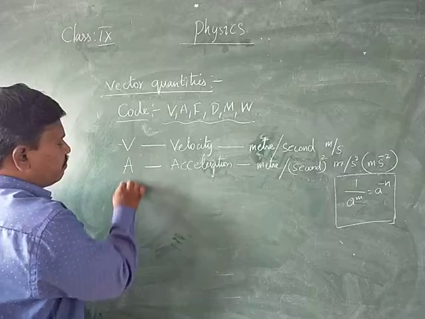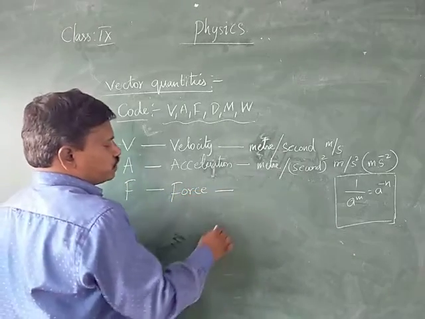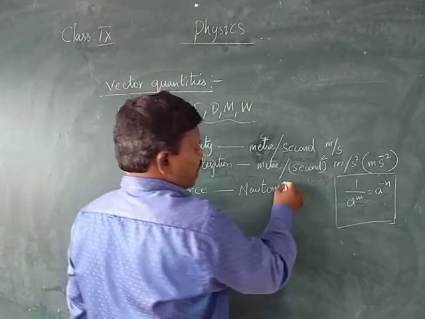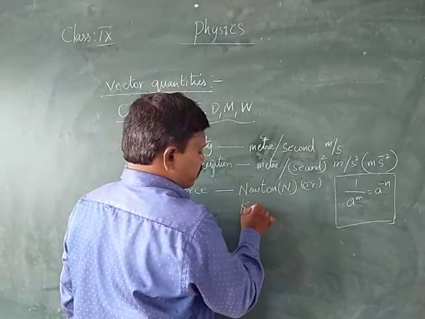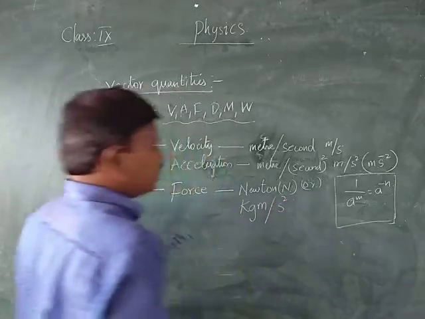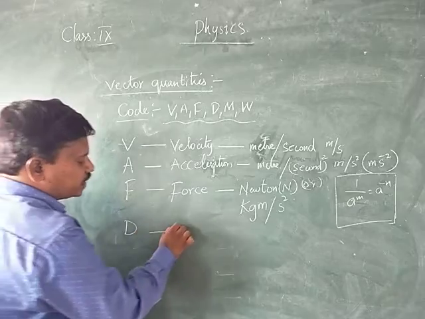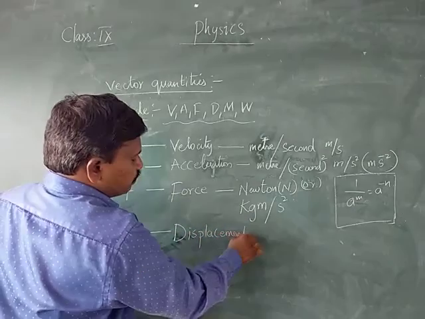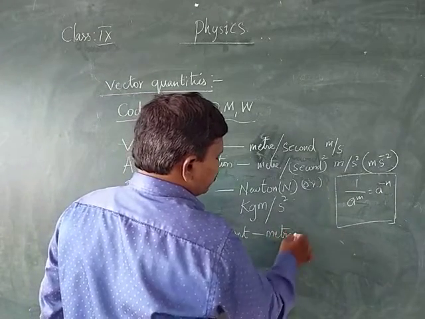Now, in the same way, F means force. The unit of force is Newton, or we can write it in other units, kg meter per second square. Like that also we can represent the units of force. Next, D represents displacement. The unit of displacement is meter.